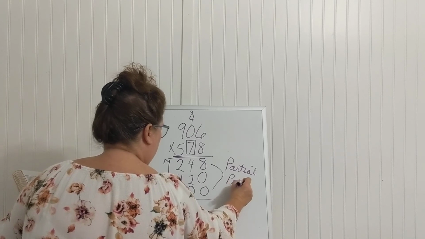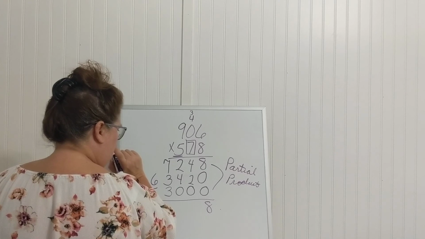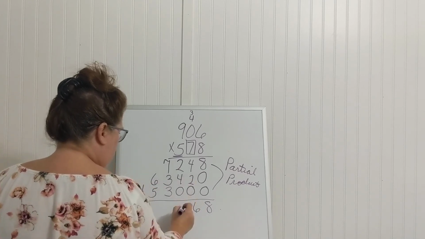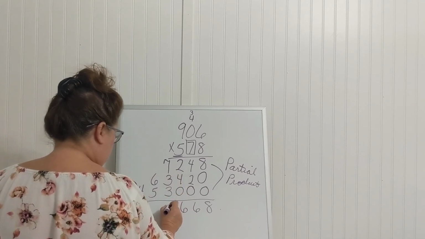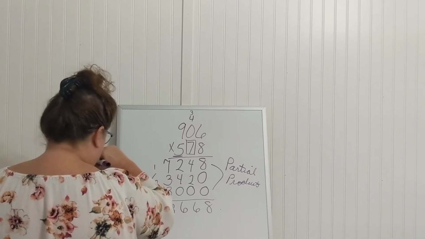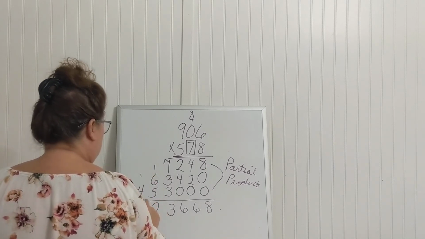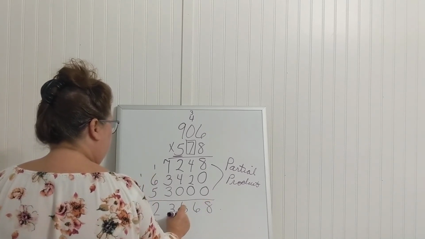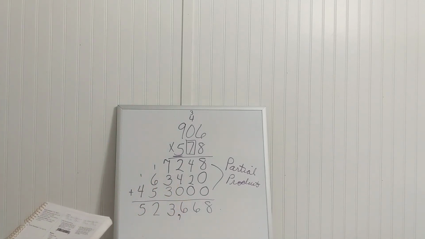We add our partial products together. The 1's place equals 8. The 10's place equals 6. The 100's place equals 6. The 1,000's place, 7 plus 3 is 10, plus 3 is 13. Put 3 down, carry the 1. The 10,000's place, 6 plus 1 is 7. 7 plus 5 is 12. Put 2 down, carry the 1. And the 100,000's place, 4 plus 1 is 5. Our product is 523,668.